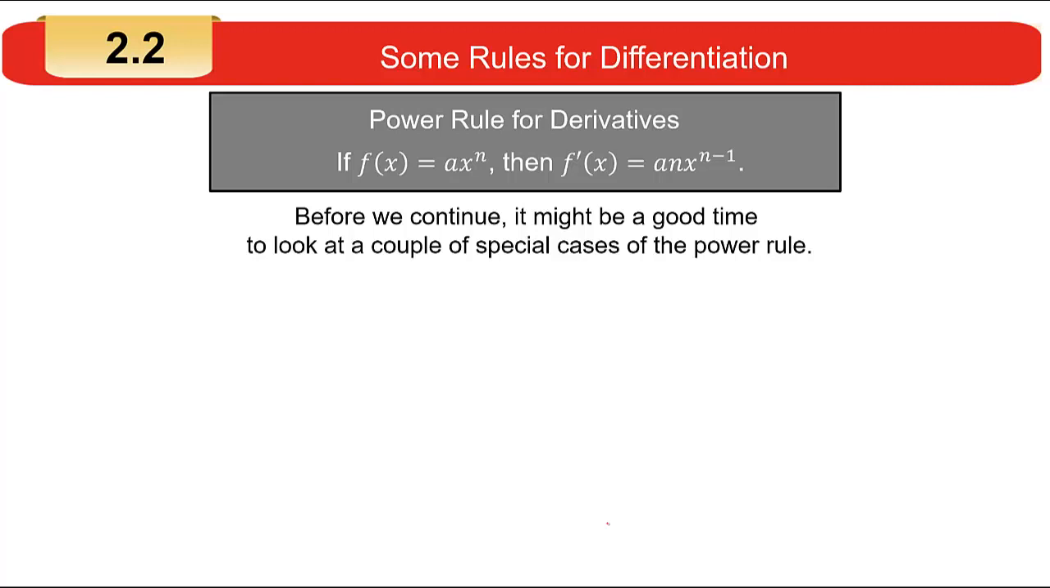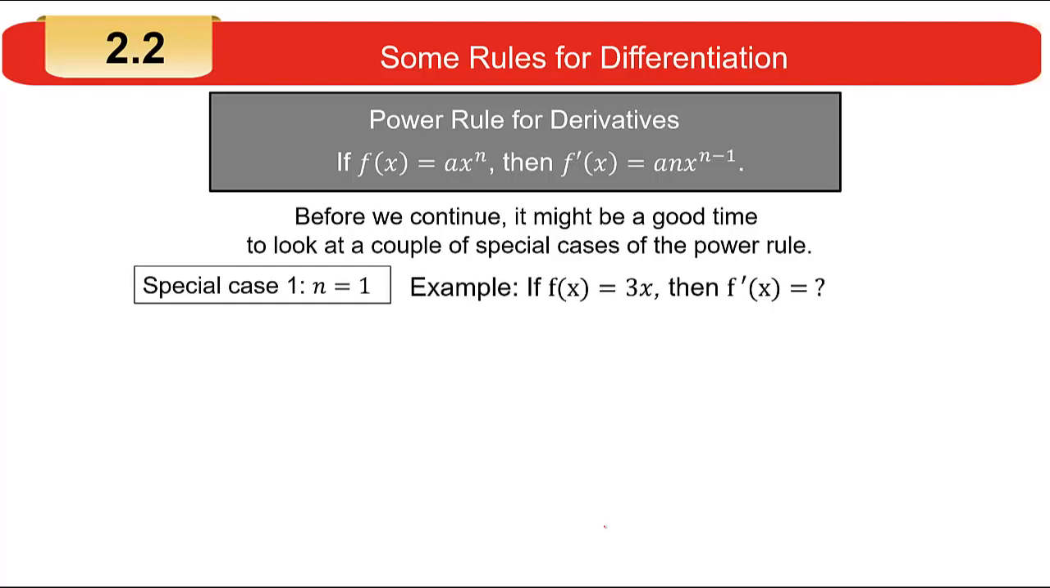Before we continue, it might be a good time to look at a couple of special cases of the power rule. You can just call it a power rule problem, but it's such a special case that you almost want to think about it as its own thing. One special case is when the power of the power rule is just 1, when n just happens to be 1.